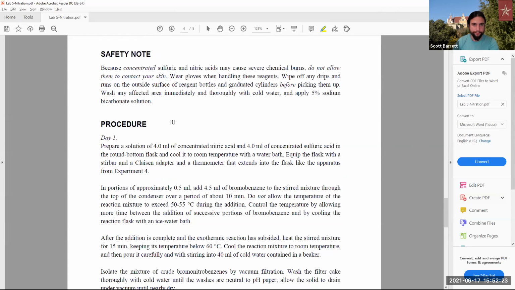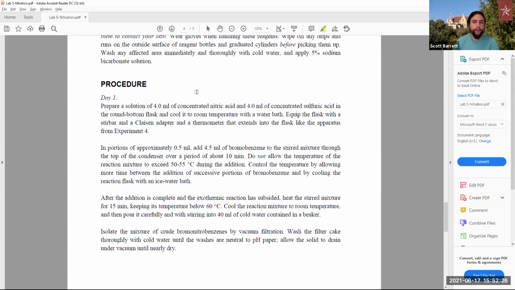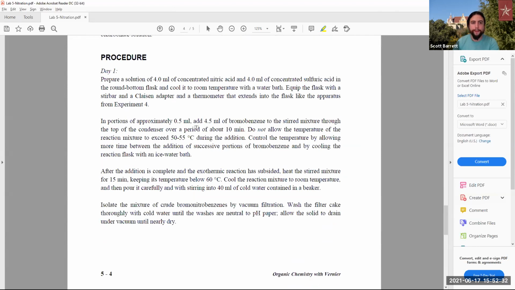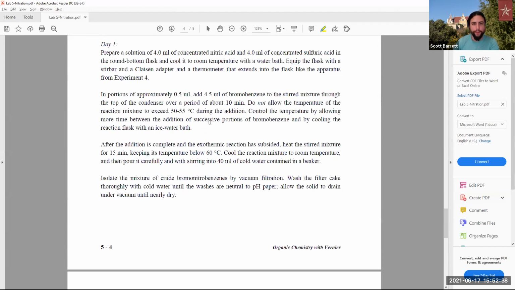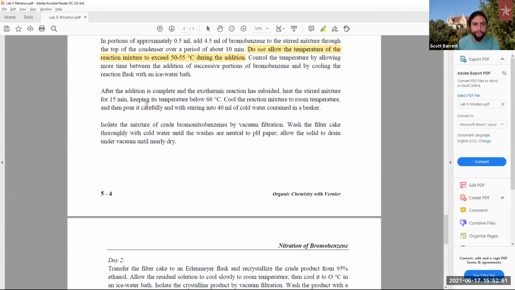So we have our concentration here of nitric acid, sulfuric acid added there. Then approximately add in 0.5 milliliters, stirred in. Okay, so the main thing I want to get to here is the critical actions. We don't want to have the temperature exceed 50 to 55 degrees Celsius, because like we know, that will contribute to dinitration. We do not want that, okay?